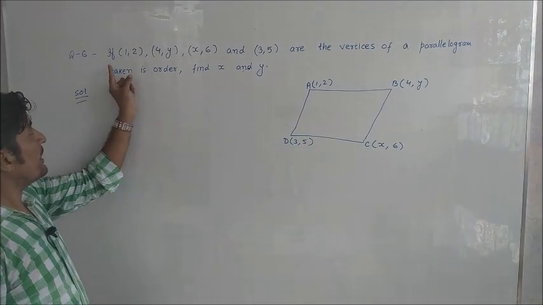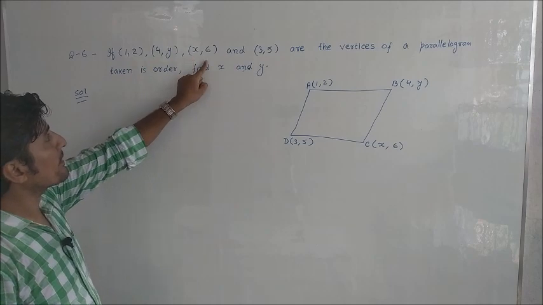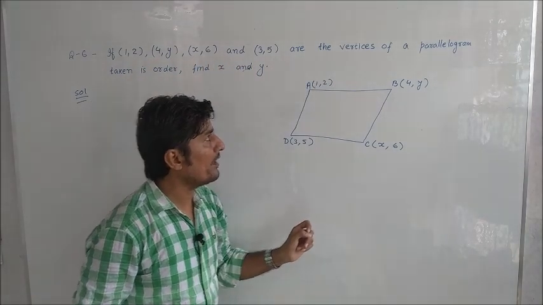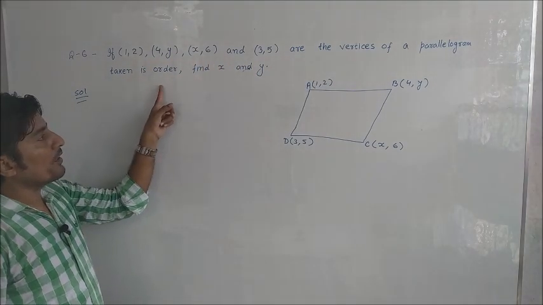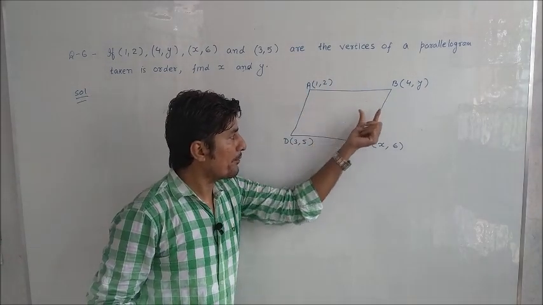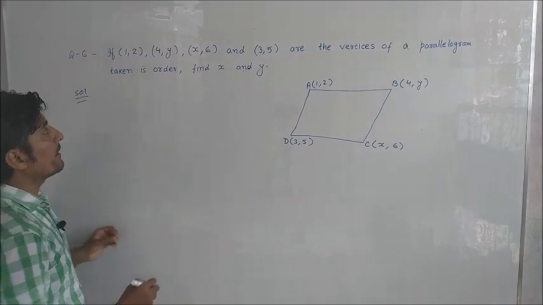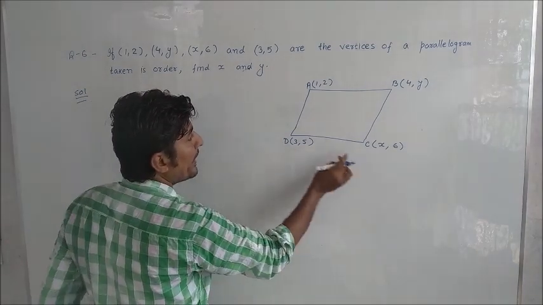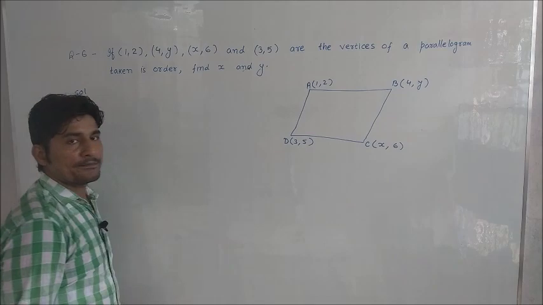Once again, let us see the question. If (1, 2), (4, y), (x, 6) and (3, 5) are the vertices of a parallelogram taken in order, it means all the points are in order. First of all, we have to take the first point, then the second point, then the third point and the fourth point. Then we have to find the value of x and y.